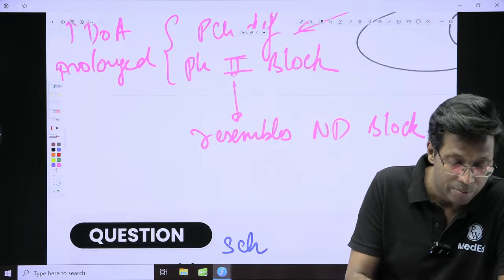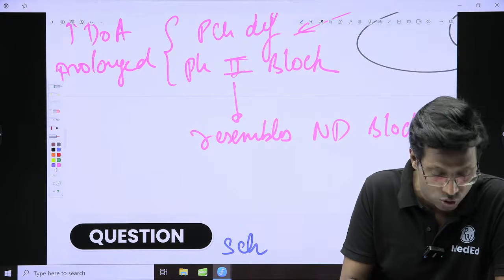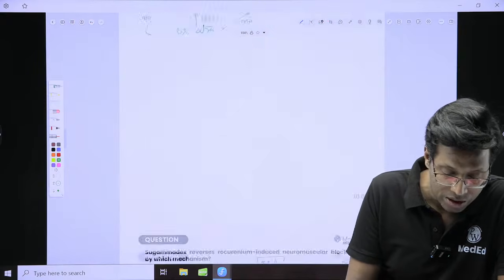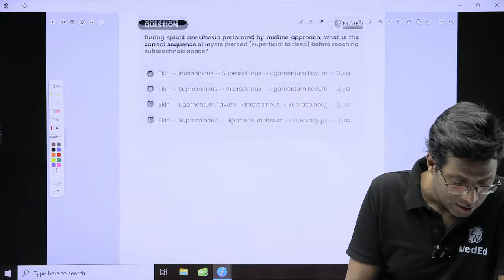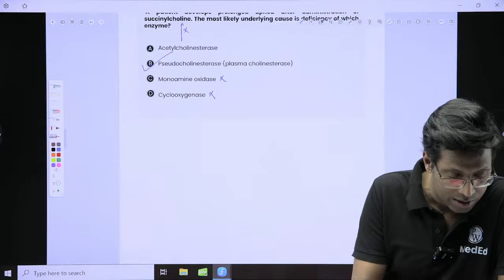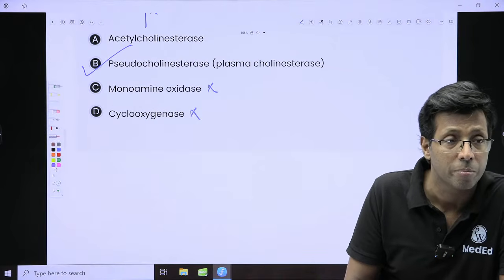That is seen in plasma cholinesterase deficiency, where it resembles the non-depolarizing block. It's a phase 2 block. So the same thing we have discussed here also. All right, so the correct answer here is plasma cholinesterase deficiency. I think all of you have given me the correct answer. Correct, B. Everyone is set.